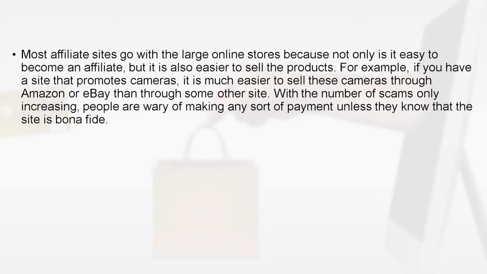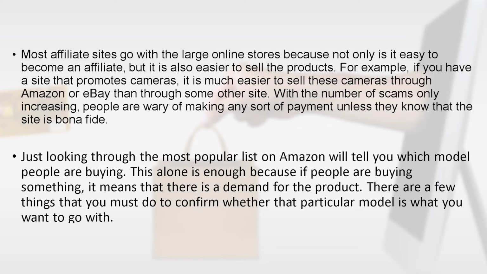Online stores. Most affiliate sites go with the large online stores because not only is it easy to become an affiliate, but it's also easier to sell the product. For example, if you have a site that promotes cameras, it is much easier to sell these cameras through an Amazon or eBay than through some other sites. With the number of scams only increasing, people are wary of making any sort of payment unless they know that the site is bona fide. Just looking through the most popular sites on Amazon will tell you which models people are buying. This alone is enough because if people are buying something, it means that there is a demand for the product.